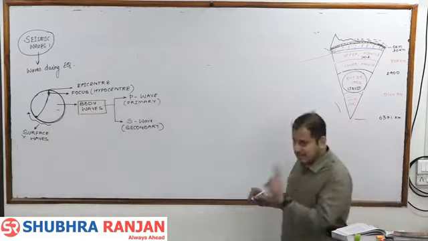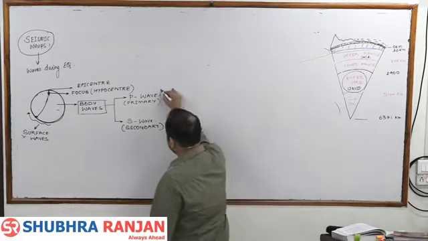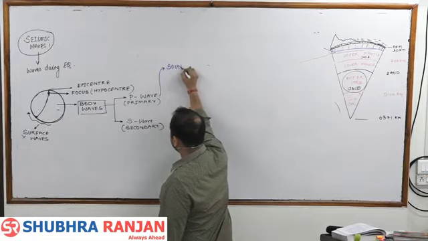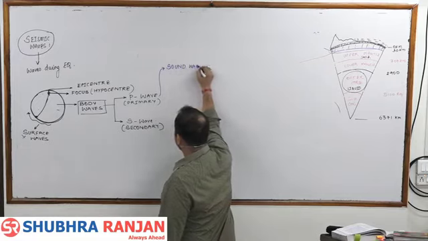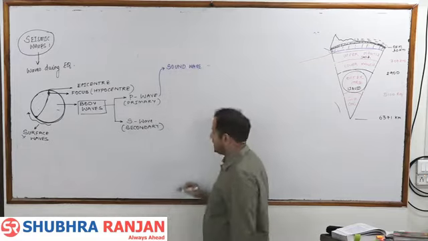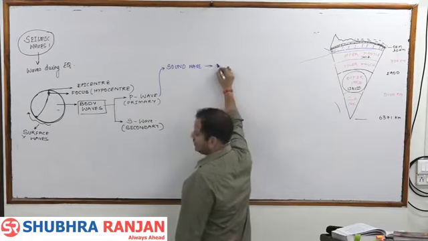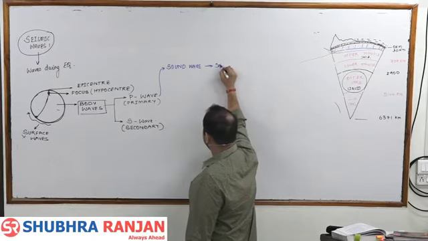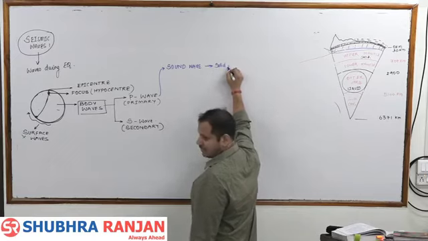Now what are the characteristics of a primary wave? The characteristic of a primary wave is that it is similar to the sound wave. What is the characteristic of the sound wave? That means it can pass through. Does the sound wave pass through solid? It can pass through solid. Can it pass through liquid? Sound wave?